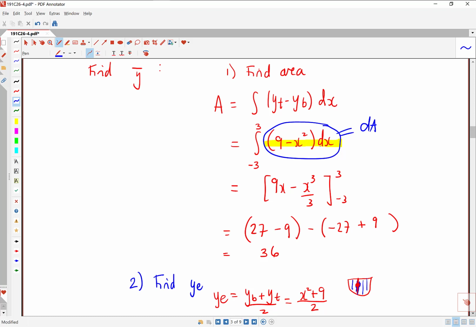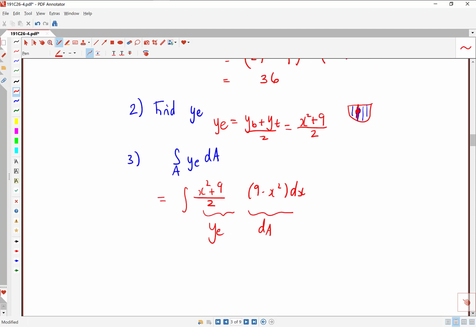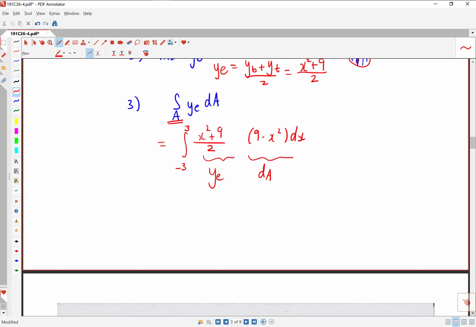So dA is just the thing that you integrate to get your area. So that is 9 minus x squared times dx is our dA. Okay, and then when we say integrate over A, that just means integrate over the entire region. And effectively what that means is just plug in the same x values that you used in step 1. In step 1, we integrated from -3 to 3, so that's still going to be the correct x values to have on here.